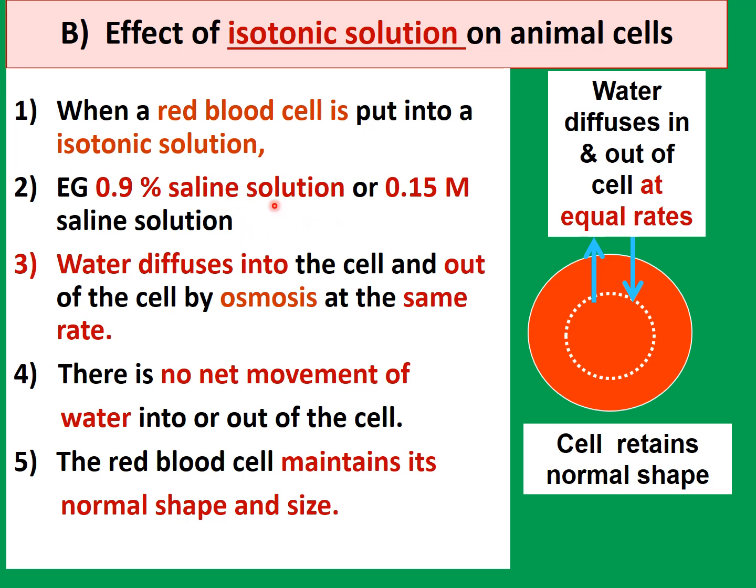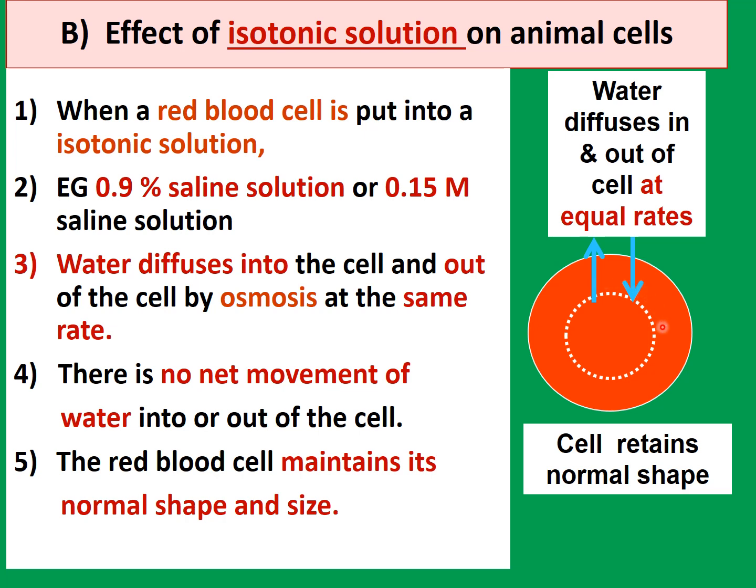Okay, so when a red blood cell is put into an isotonic solution, such as these solutions, water will diffuse into the cell and out of the cell at the same rate. Therefore, the cell neither gains water nor loses water. No net movement of water into or out of the cell, and the red blood cell will maintain its normal shape and size.